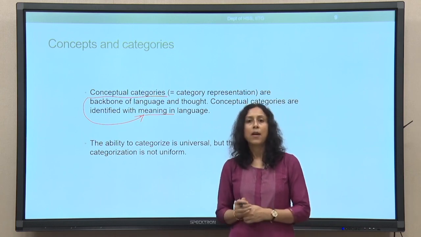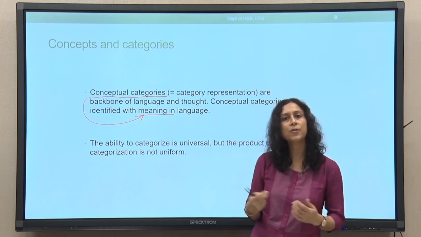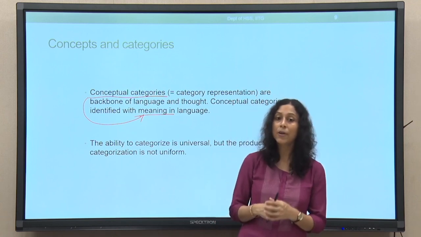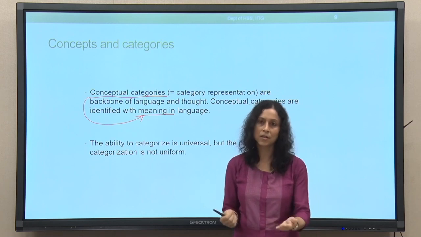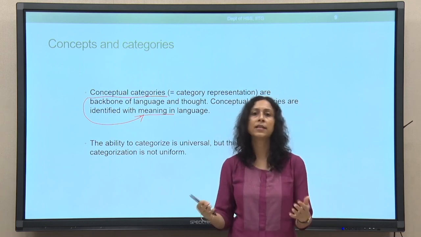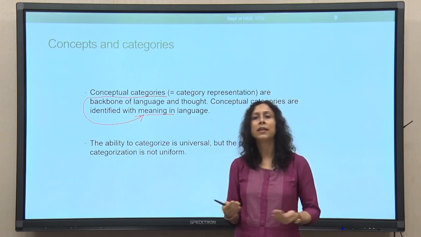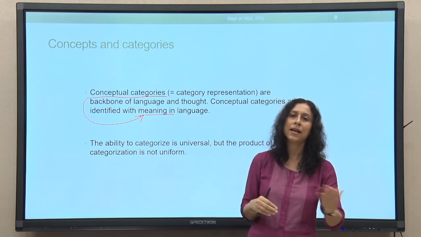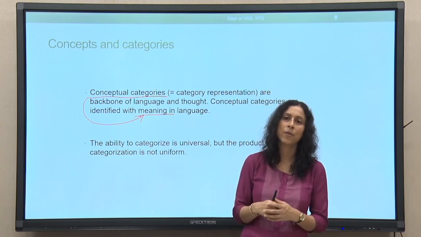One very interesting thing about this processing is that the ability to categorize is universal, because it is a cognitive process. However, the result of that process is not the same, as I have been showing you. How you categorize an animal like an elephant could be somewhat similar in the states of Kerala and Assam in India, but not the same as in a country where elephants are not so commonly visible.